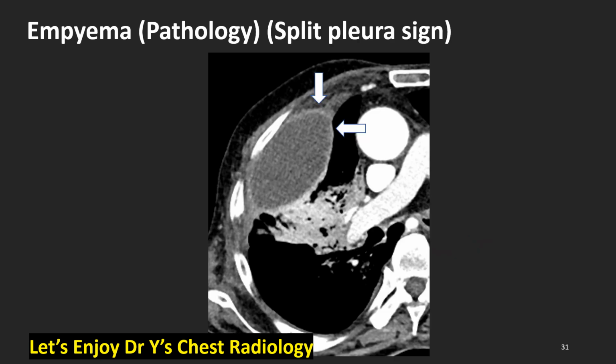Empyema pathology, split pleura sign. Arrows indicate both sides of the pleura. Lateral one is parietal pleura and medial one is visceral pleura.